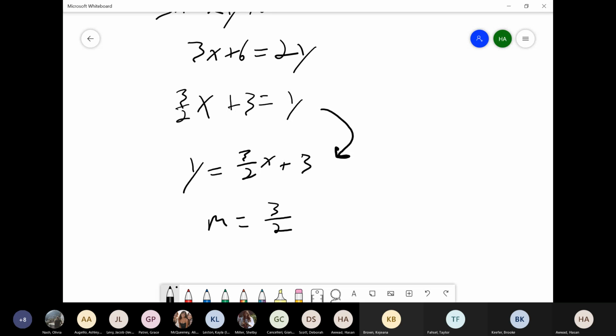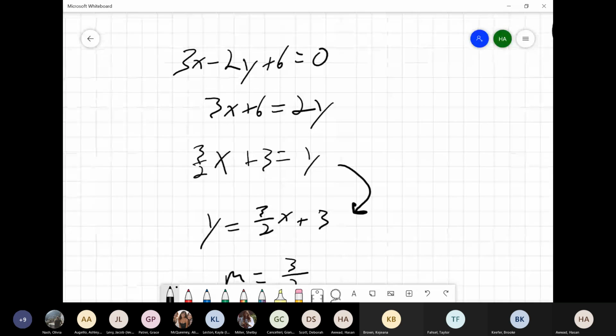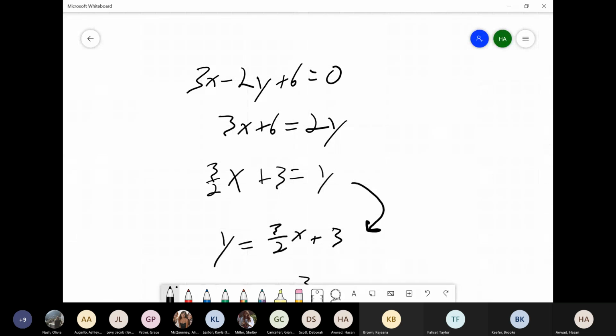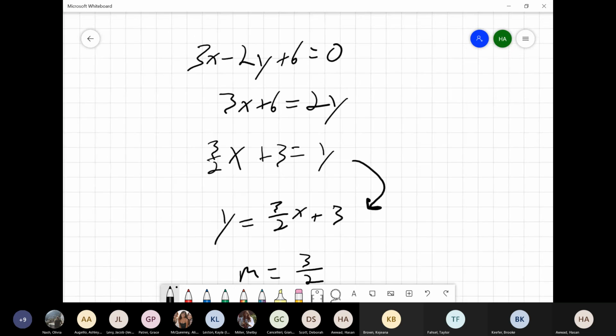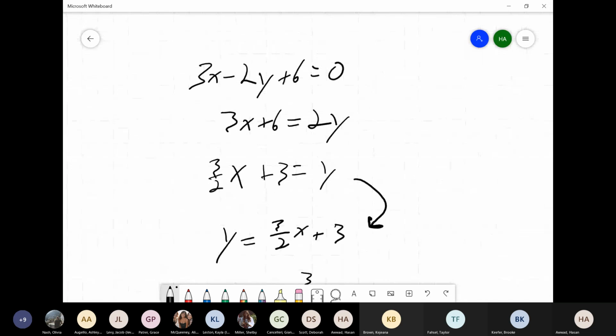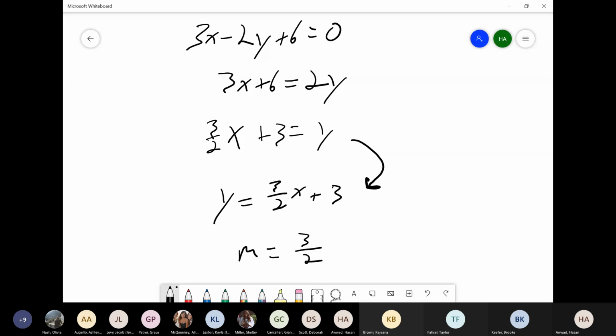I got the slope as a negative. Did I make a mistake? Let's see. Very possible. So we started with 3x minus 2y plus 6 is equal to 0. It was a negative 2y, so we added it over. So we had just the positive 2y on the right-hand side. We divided by 2. This all looks pretty standard to me. I'm not sure where you're getting the negative from. But if you see a mistake in my math, please feel free to take care of it. I isolated y on the left.